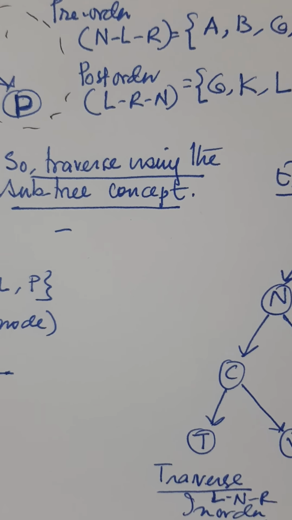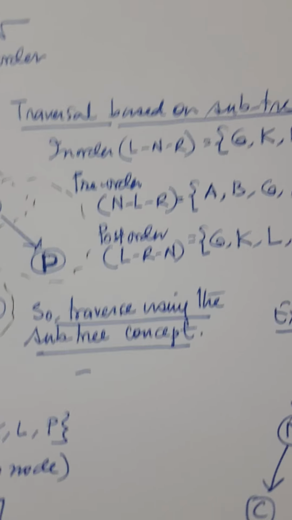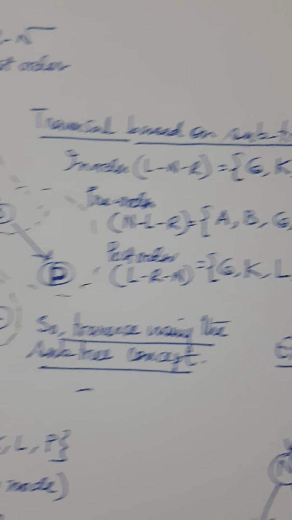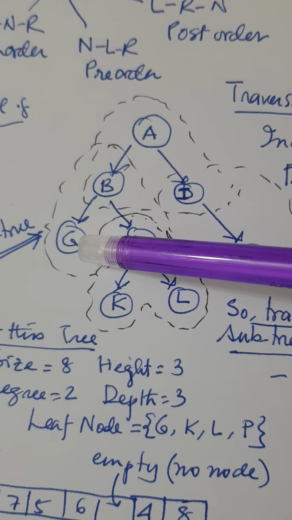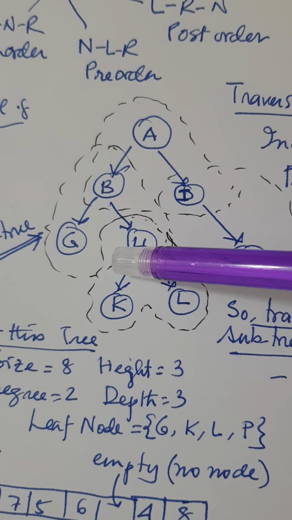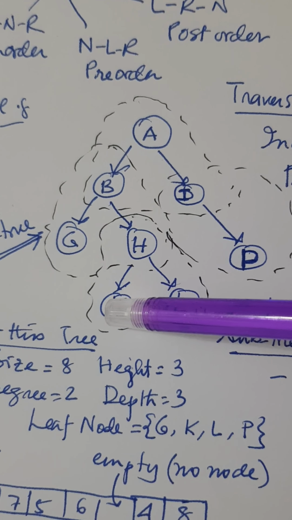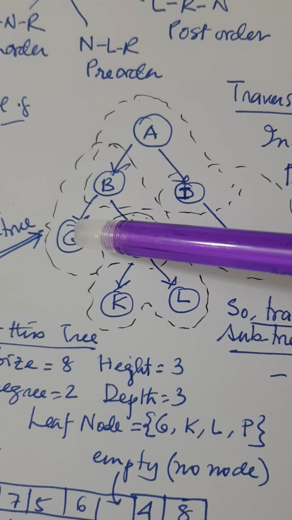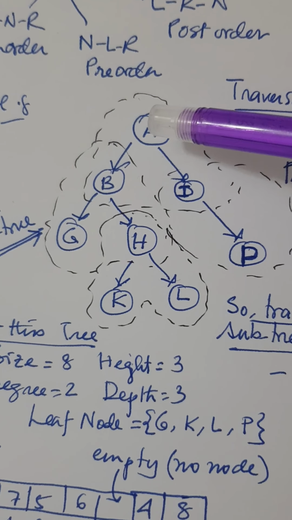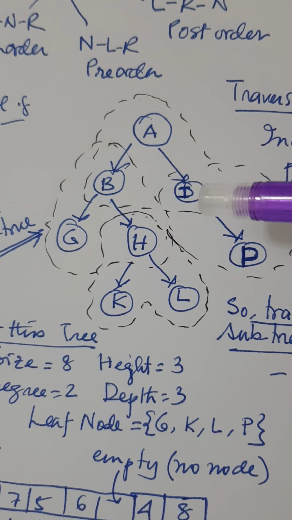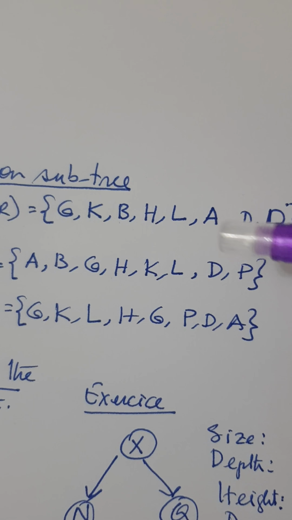I will start with the traversal understanding. If I want to go for in-order traversal, it is left, node, and right. Look at this tree now. I want to start with the left. The first left subtree, which is G, and then the left subtree is K. So G, K, then the node coming is B, H, and right is L. And then finally you have again node, because left, node, right: A, then D, and then P. So this traversal is exactly G, K, B, H, L, A, D, P.